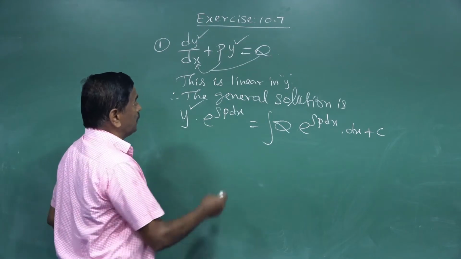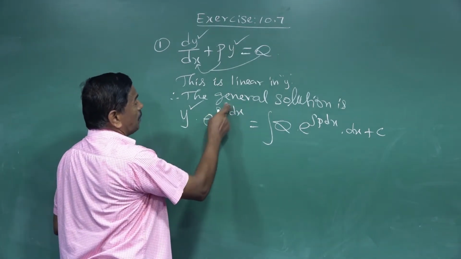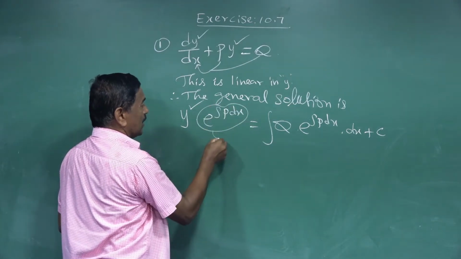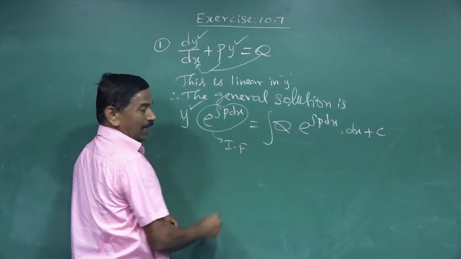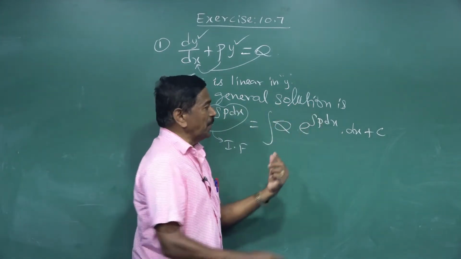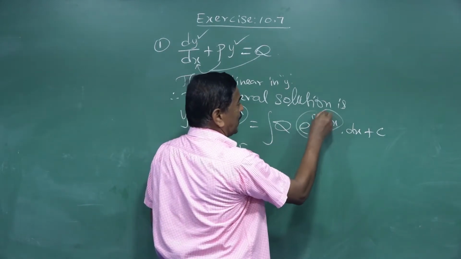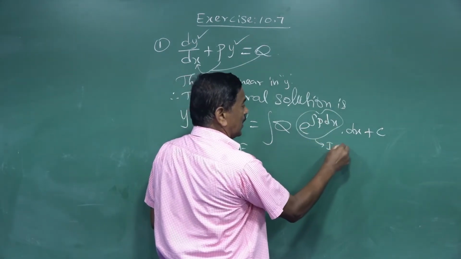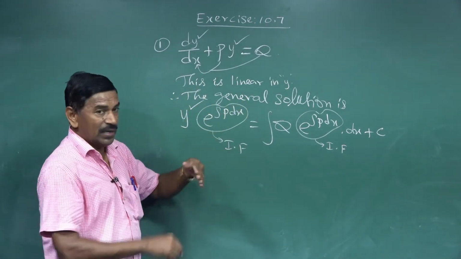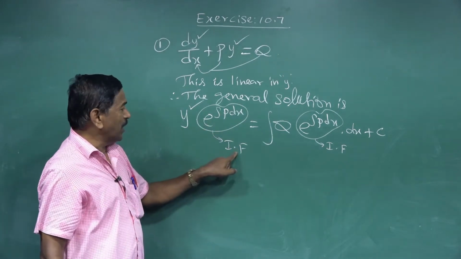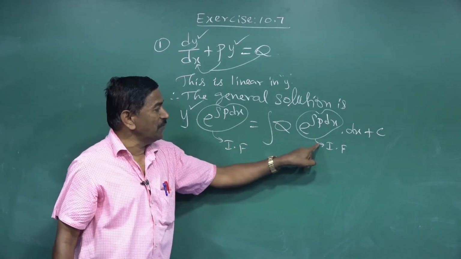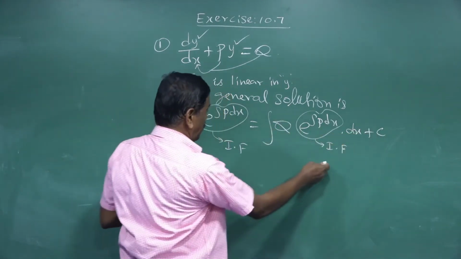Now one more idea: e power integral P dx is said to be the integrating factor. This e power integral P dx is denoted by integrating factor. Now, this solution we can write in another form: y into integrating factor is equal to integral of Q into integrating factor into dx plus c.